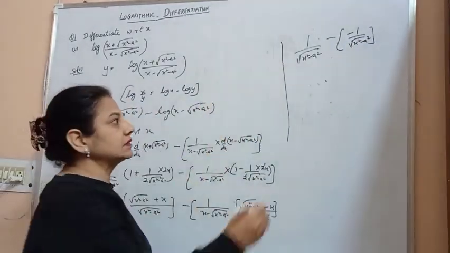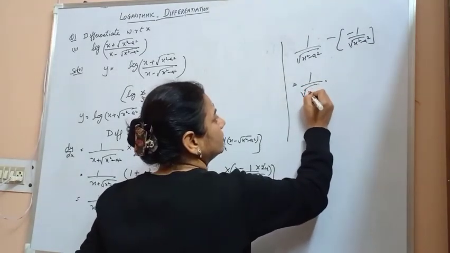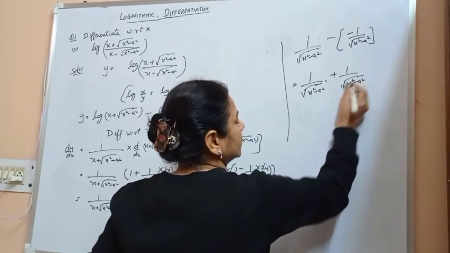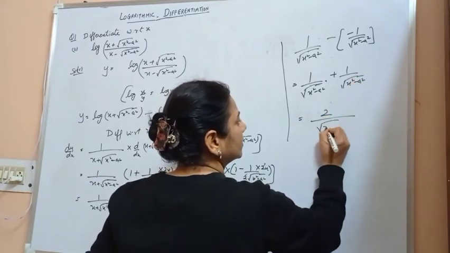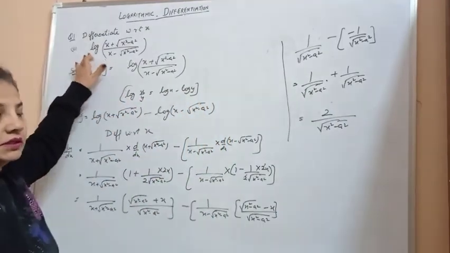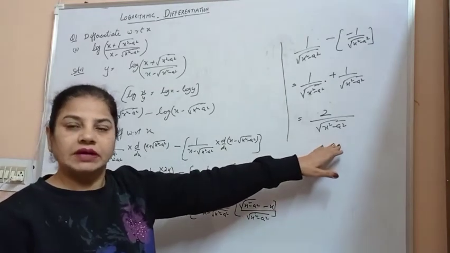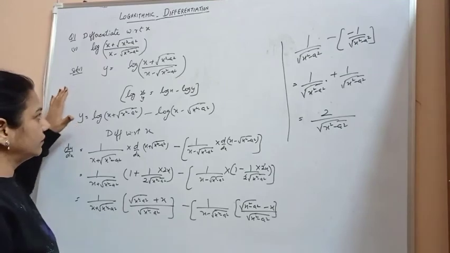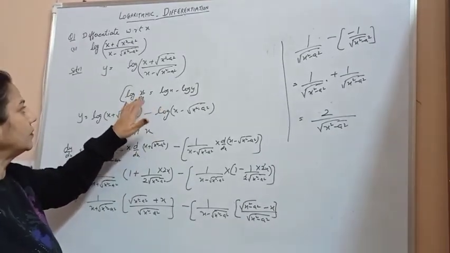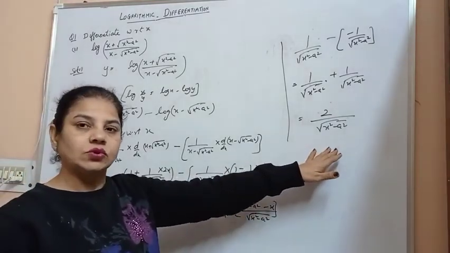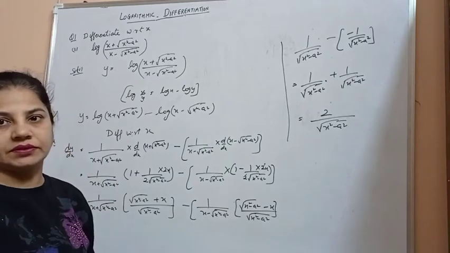Minus minus will become plus. So I get 1 upon under root x square minus a square plus 1 upon under root x square minus a square, which is equal to 2 times under root x square minus a square. So the derivative of this function is 2 upon under root x square minus a square. We have applied the quotient rule, and we have applied the quotient formula x upon a, and then we have just taken the derivative, and the derivative reduces to give me the result as 2 upon under root x square minus a square.